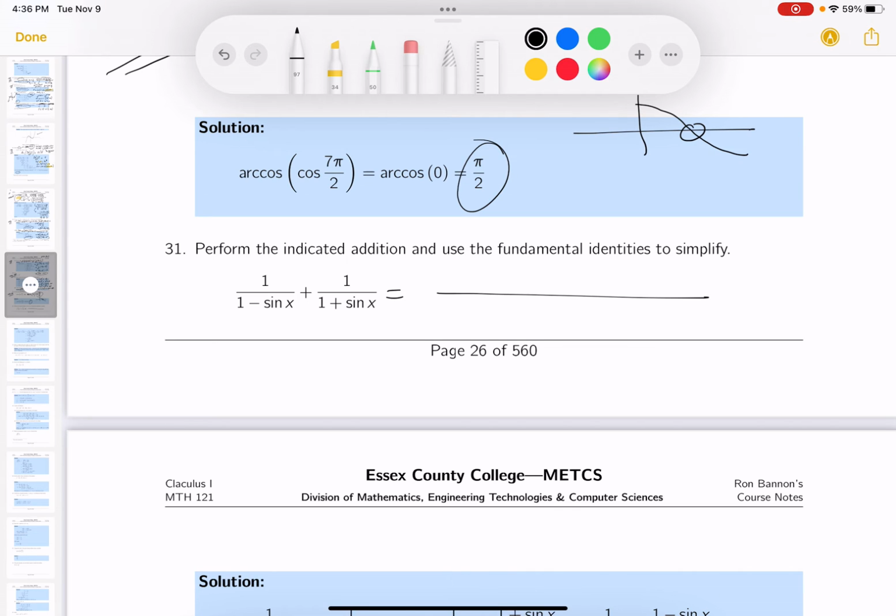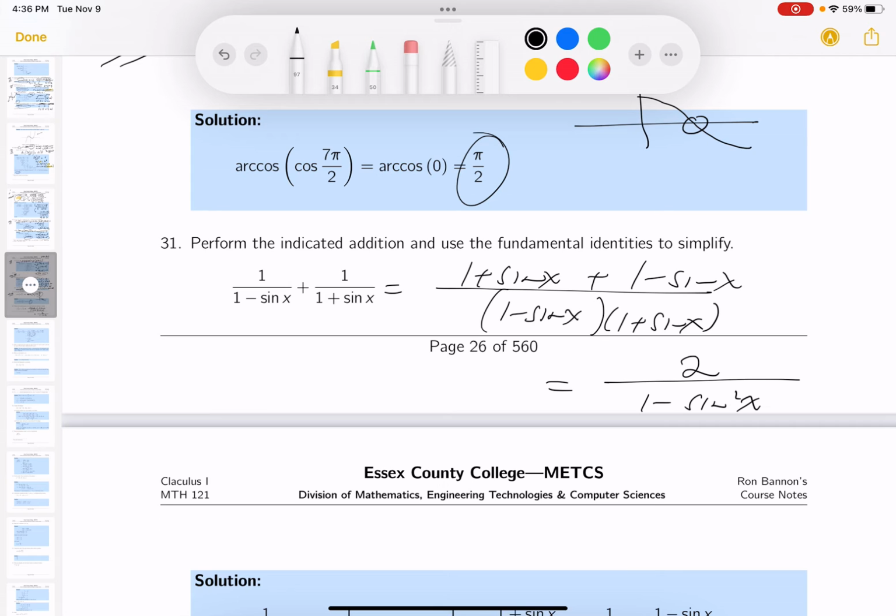All right, this one: perform the indicated operation. Just couldn't get any easier. It's 1 minus sine x, common denominator, 1 plus sine x. And what do you get on top? 1 plus sine x. Couldn't be easier because it's an addition problem, 1 minus sine x. And what do you get over there? Well, on top you just get 2. On bottom you get 1 minus sine squared.